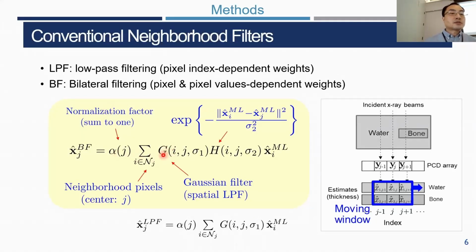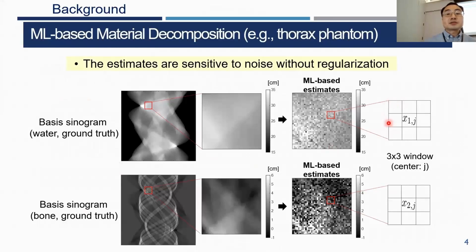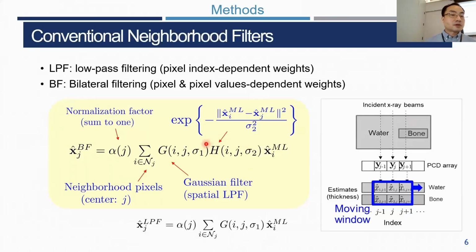So the first one is G. It's the spatial low-pass filter. And in this study, I use a two-dimensional Gaussian filter. And as you know, sigma 1 controls the degree of smoothing. And here, the notation N_J is the set of indices for neighborhood pixels. For example, as you can see, it's a 3x3 window at center pixel J. So you can imagine this one for N_J, the neighborhood of J.